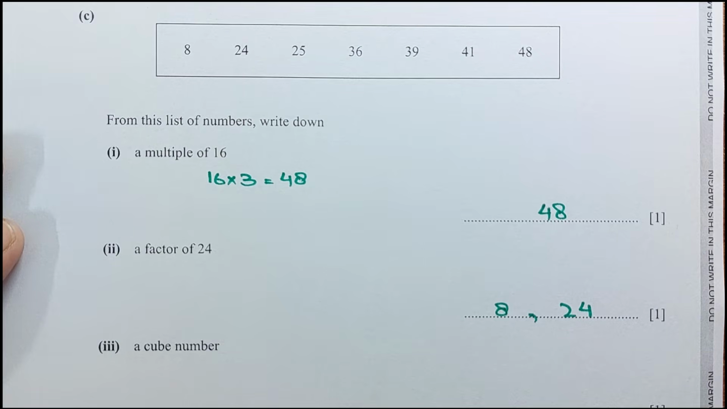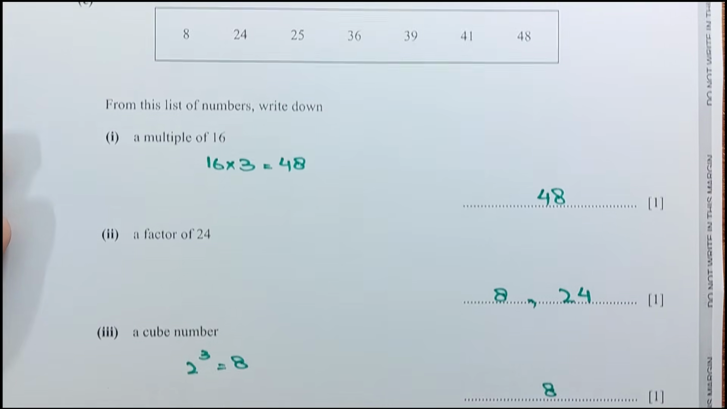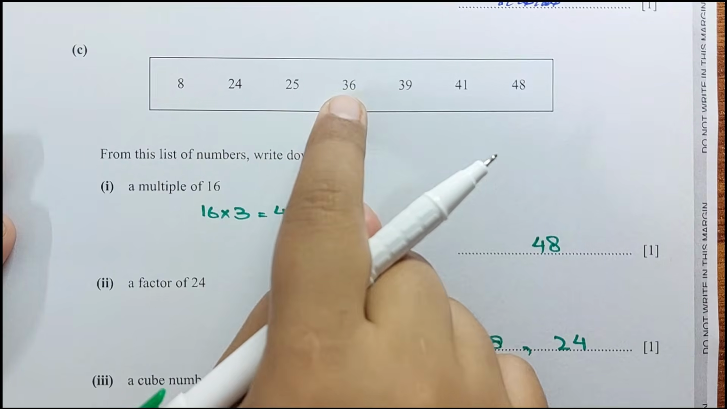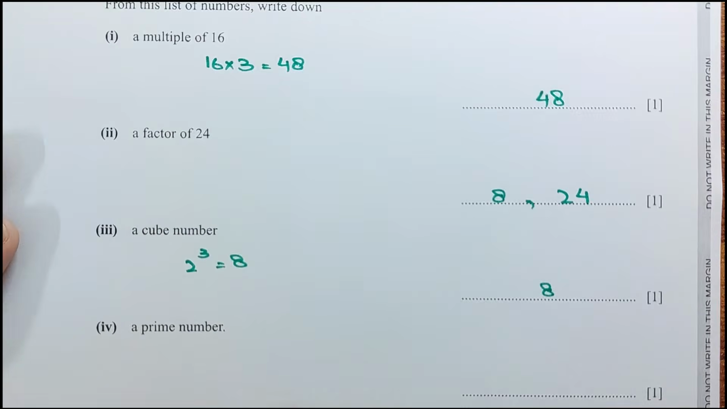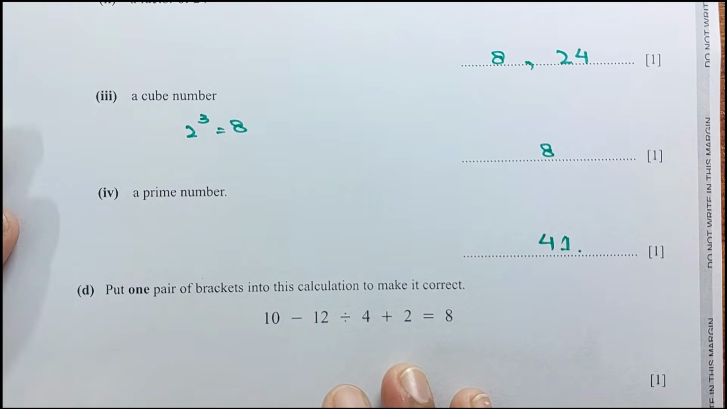The third part, a cube number, which is a cube number. Okay, 8 is a cube number because 2 cubed is 8. Right. Number 4, a prime number, which is a prime number. 8, 24, 25, 36, 39, no, 41. 41 is a prime number, which has only 2 factors, 1 and the number 41 itself.